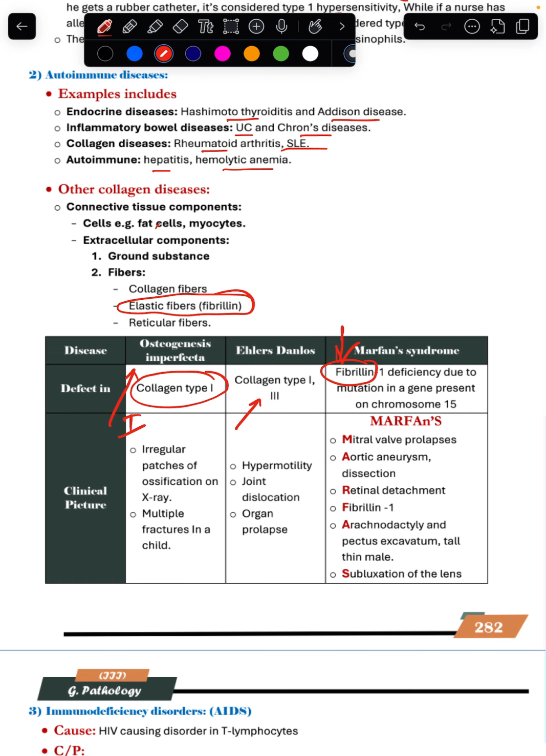Type 1. Then the clinical picture: irregular patches of ossification on the X-ray, multiple fractures in a child, hypermobility of the joints, dislocation, prolapse of the organ: Ehlers-Danlos, Marfan syndrome. So fibrillin, with mitral valve prolapse, is present on chromosome 15. To remember the findings in Marfan's: mitral valve prolapse, fibrillin 1, arachnodactyly, pacemaker, lungs.